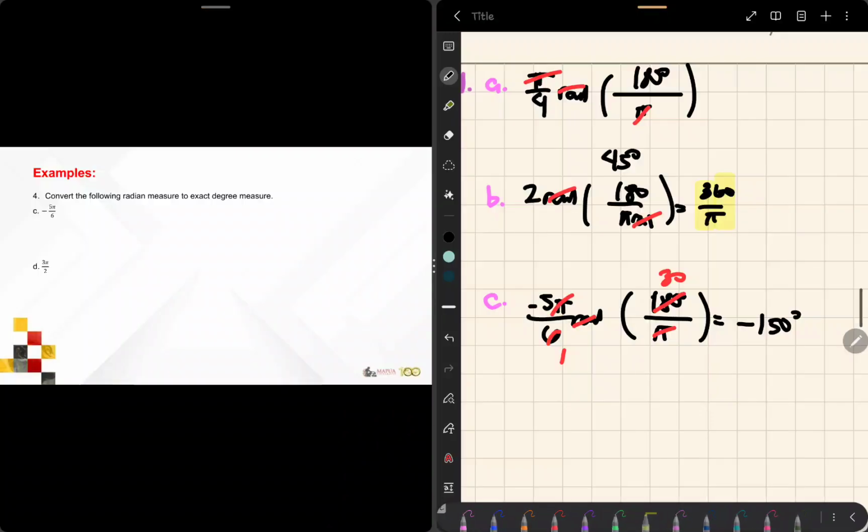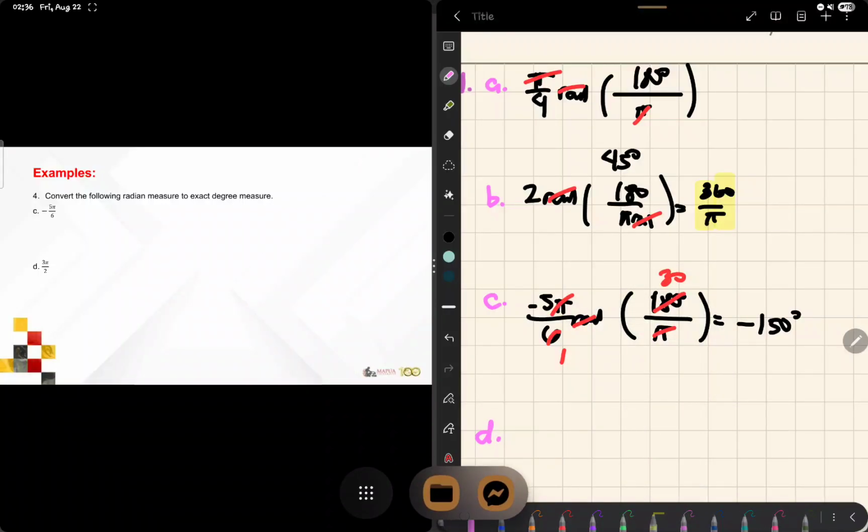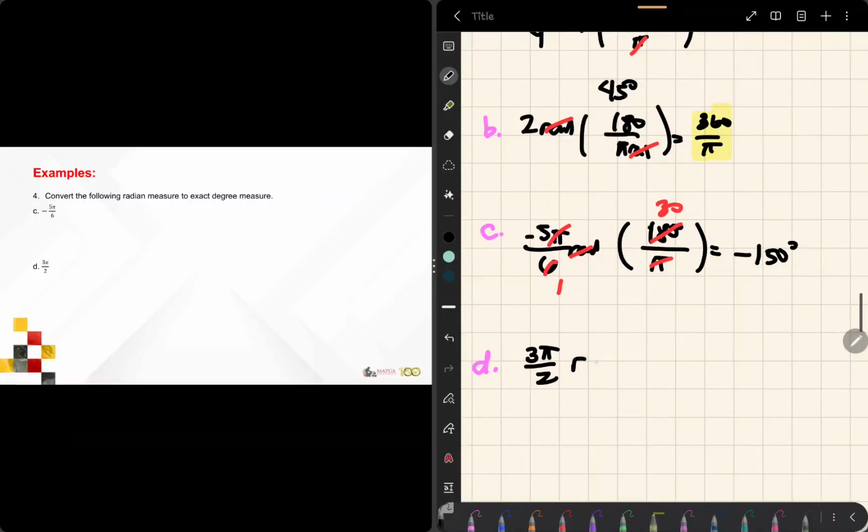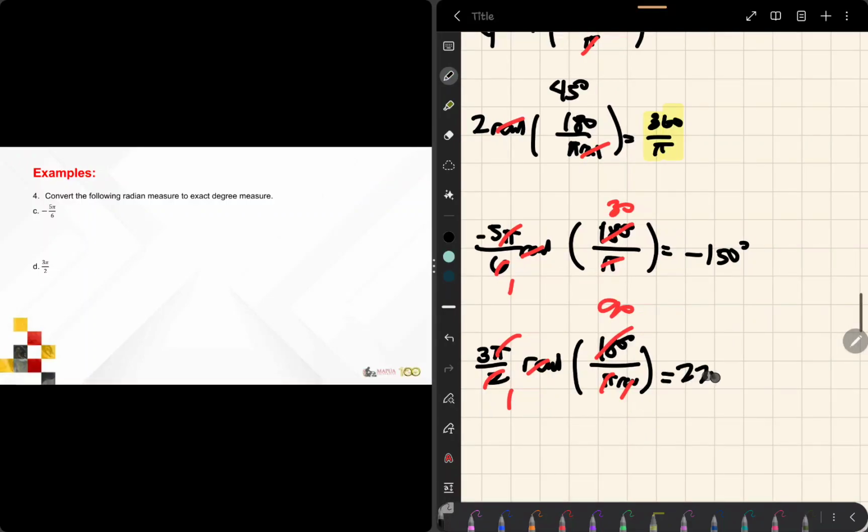And next, for letter D, we have 3 pi over 2 radians. So we multiply again by 180 degrees over pi rad. Cancelling out the pi and the radians, if we divide this, we will have 1, and dividing 180 by 2, we get 90, giving us 90 times 3, which is simply 270 degrees. So this will be our final answer.